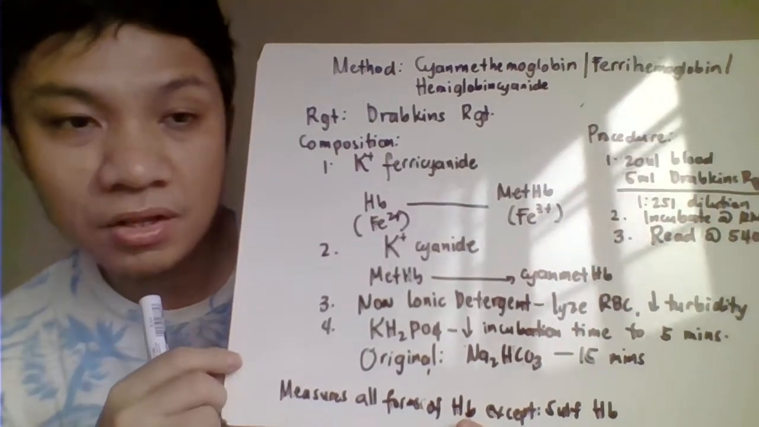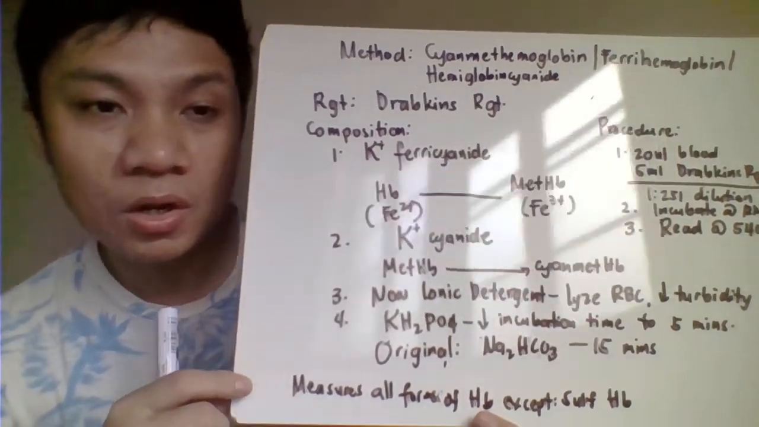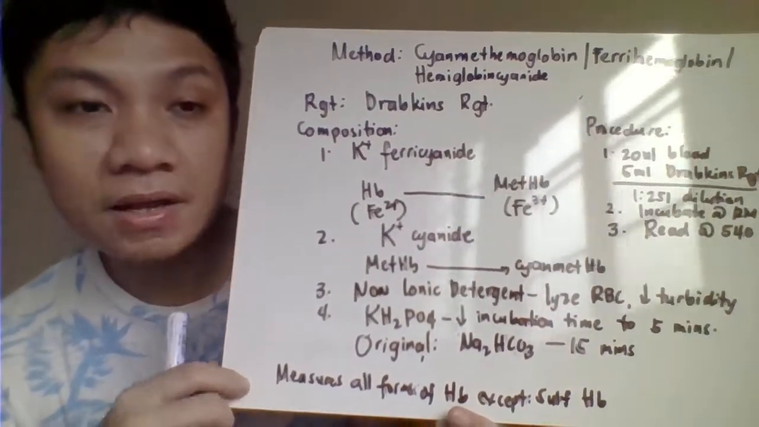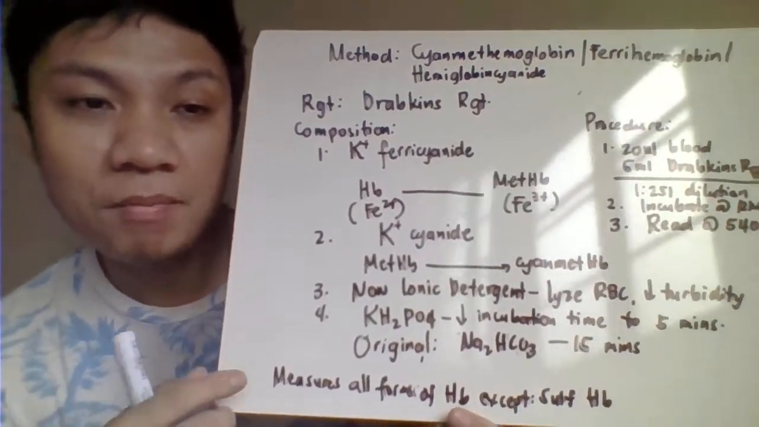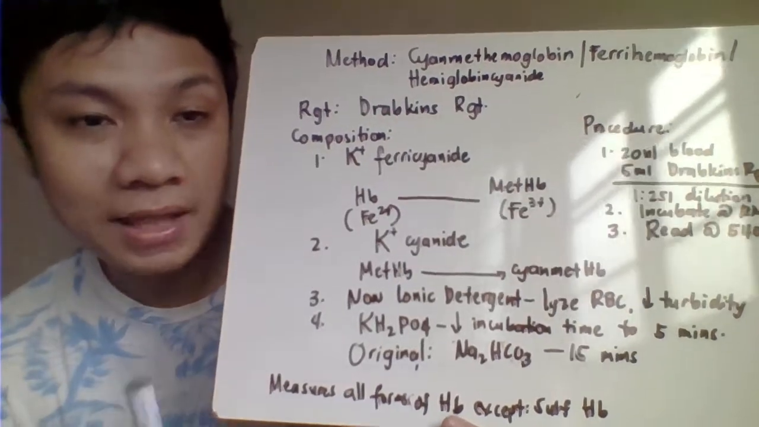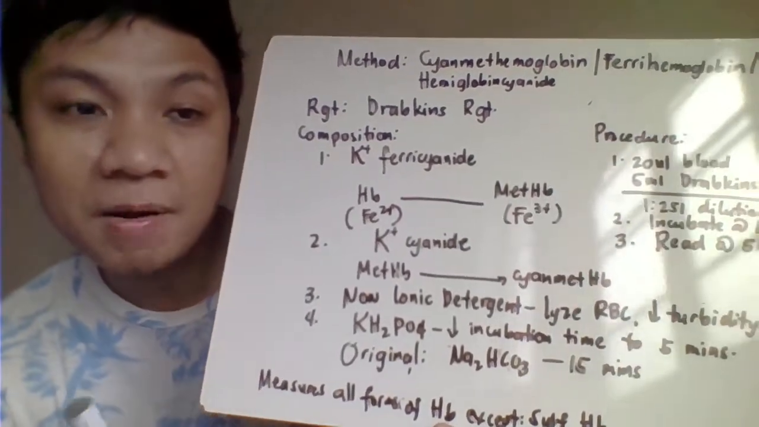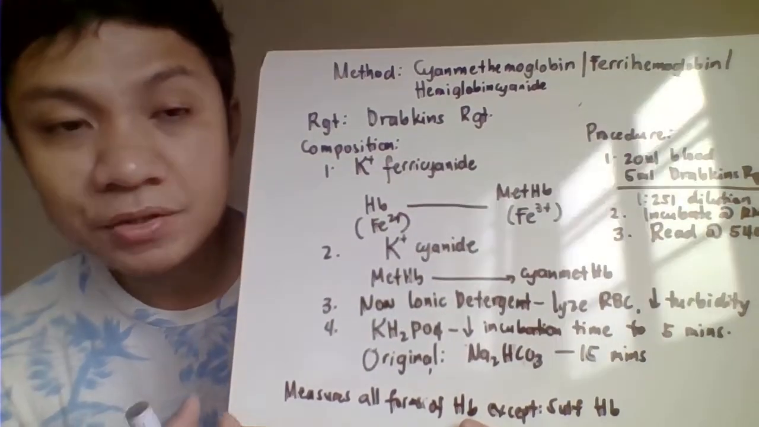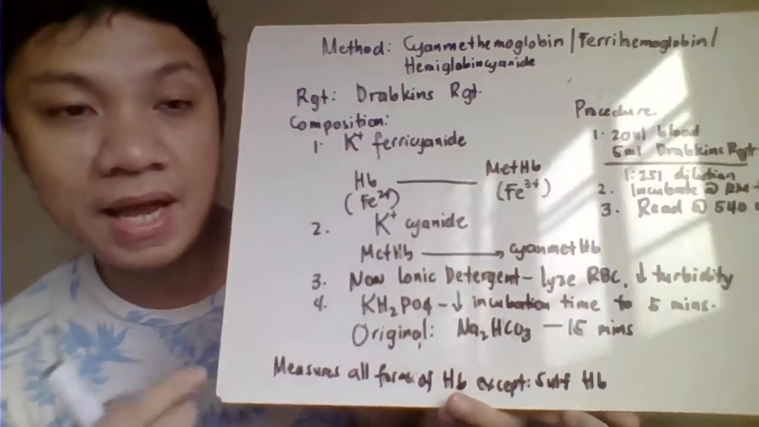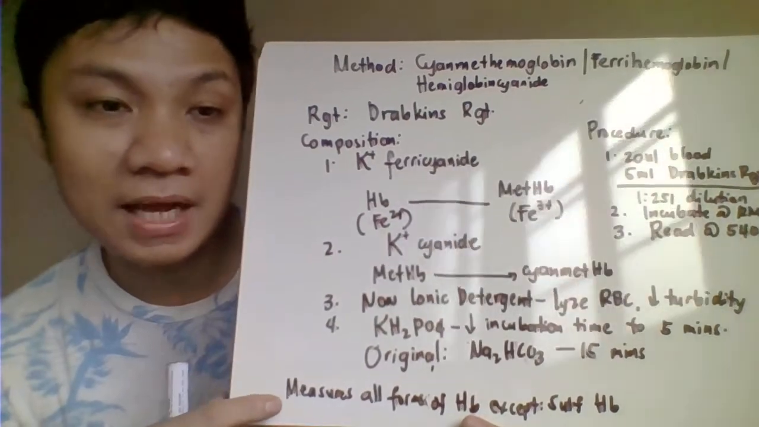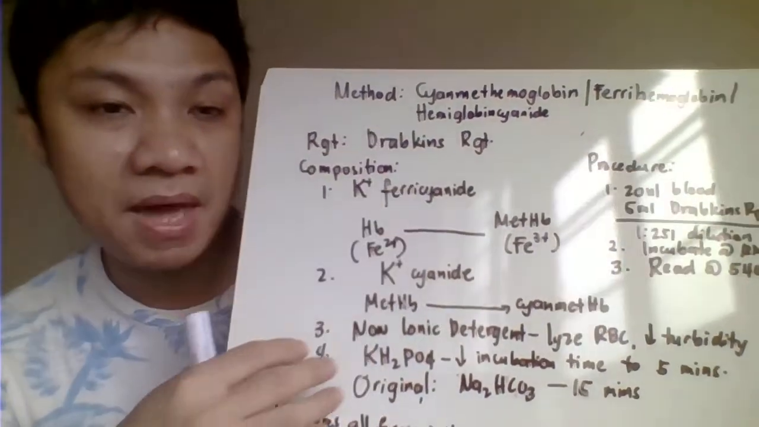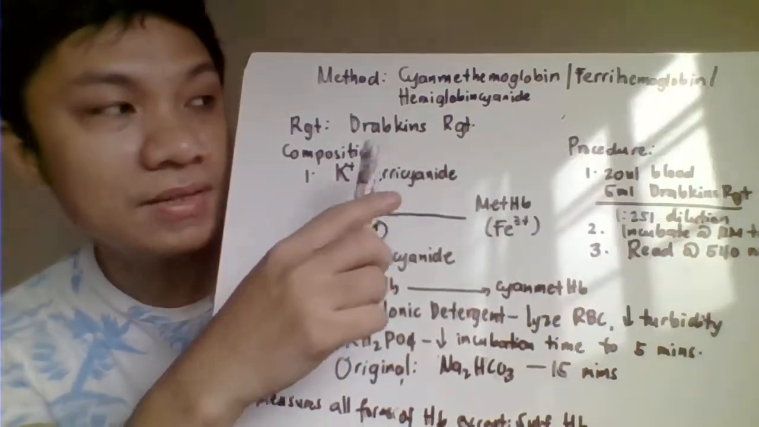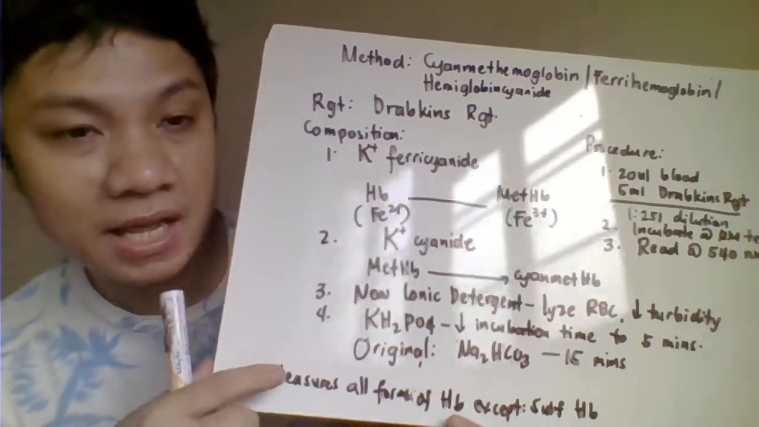Okay, with this method of hemoglobin determination, we're able to measure all forms of your hemoglobin, to say all types of hemoglobin present in your sample. It could detect that one and is able to measure them if they are present, except your sulfhemoglobin. So meaning to say, kahit may sulfhemoglobin tayo sa ating sample, it will not be detected by your cyanmethemoglobin method. Okay, for this method, our agent is your Drabkin's reagent.